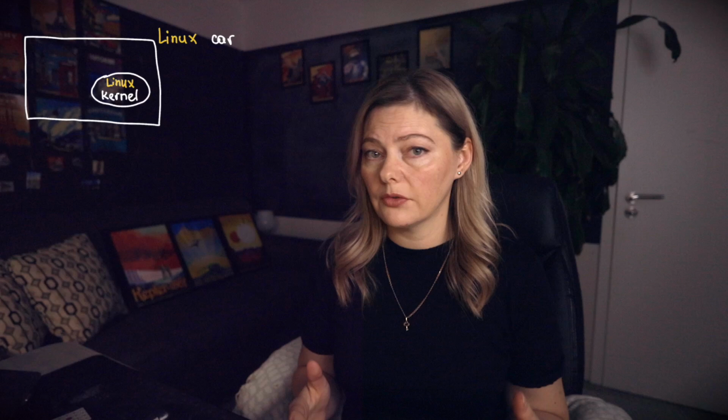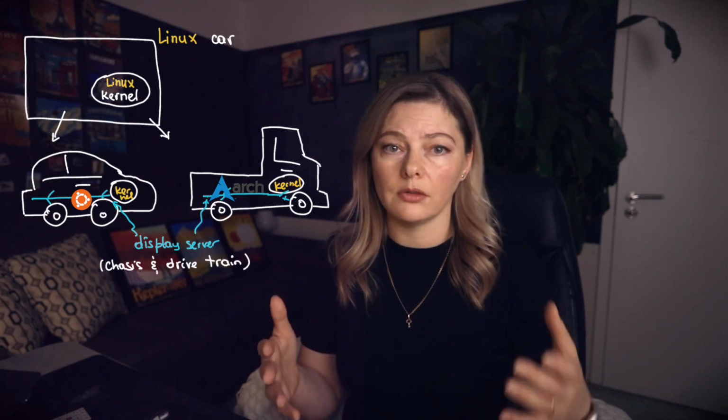Now let's talk about Linux distributions. A Linux distribution, or distro, is like a complete car model. Different car manufacturers or distribution creators start with the same basic engine design, the Linux kernel, but they build different cars around it. Each distribution includes the following components: the Linux kernel, the engine, then we have system software, which includes display server like X11 or Wayland, which we discussed in this video. Then there's also a package management system and a few other components. So these components are like the chassis and the drivetrain of your Linux car.